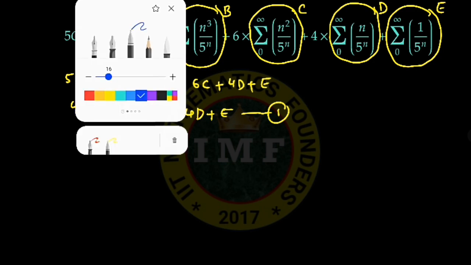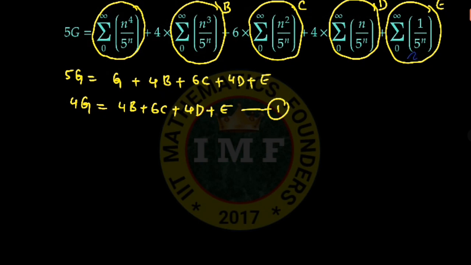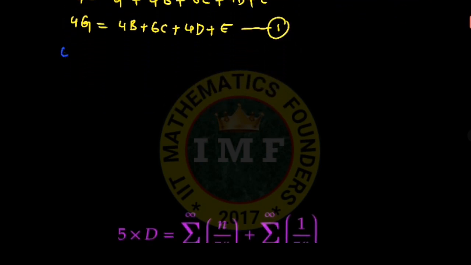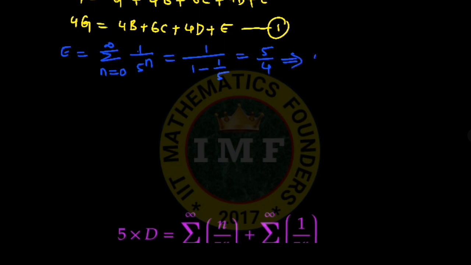Now I am going to find out the value of E. So what is E here? E equals sigma n equals 0 to infinity of 1 by 5 to the power n. This is an infinite geometric progression with first term 1 and common ratio 1 by 5. So you are going to get 5 by 4. From this you are getting the value of E as 5 by 4.